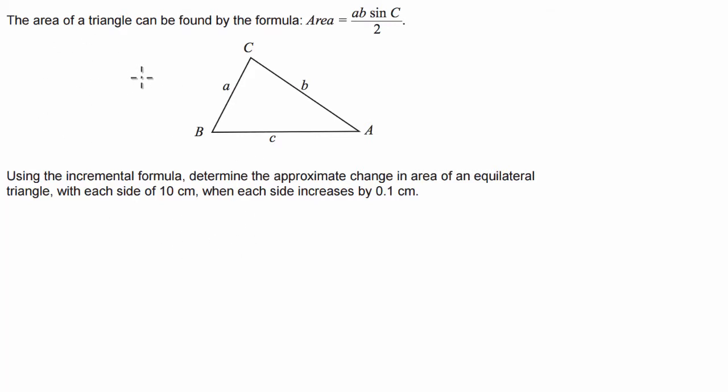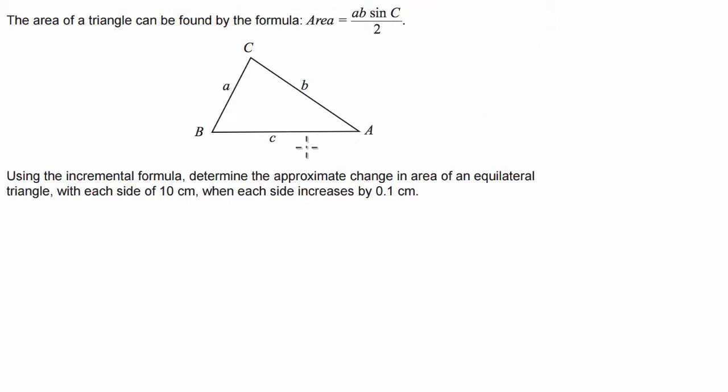Now the question says that the area of a triangle can be found by using the formula area is equal to half AB sine C. Using the incremental formula, determine the approximate change in the area of an equilateral triangle with each side of 10 centimeters when each side is then increased by 0.1 centimeter.